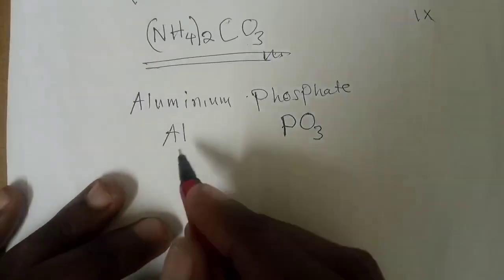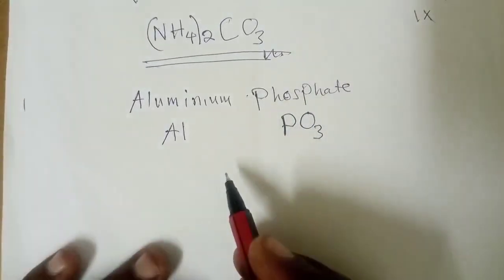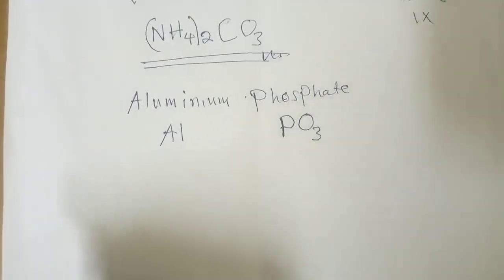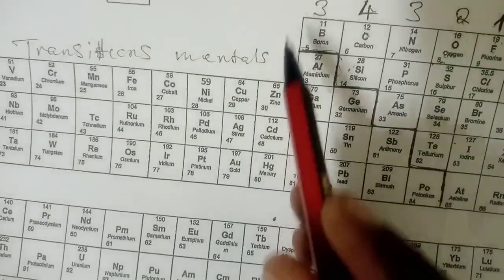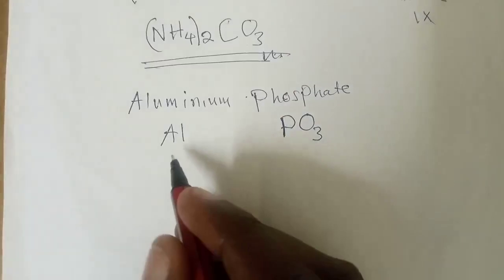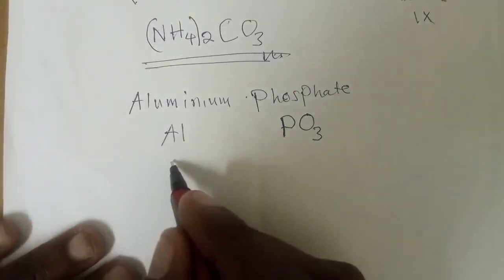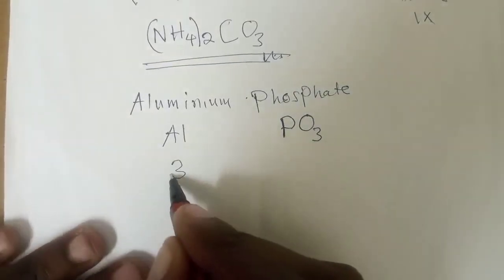Okay, so you need to know their valence number. The valence number for aluminium, we said that it is 3, since it is in group 3. So this is its valence number. It is 3.